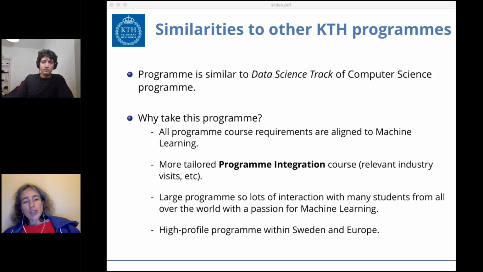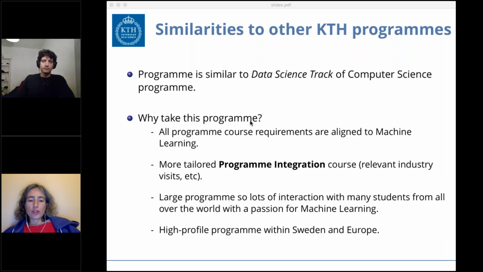This program does have some similarities to other KTH master's programs, in particular the data science track of the computer science program. So why should you take this program compared to others? I would say that all the course requirements on this program are aligned to machine learning, but you also have quite a bit of choice. We don't make you take tracks. You can decide if you want to be more theoretical or more practical in the course choices that you make.